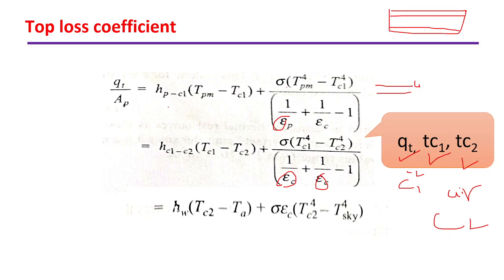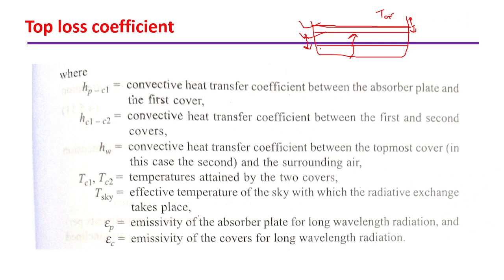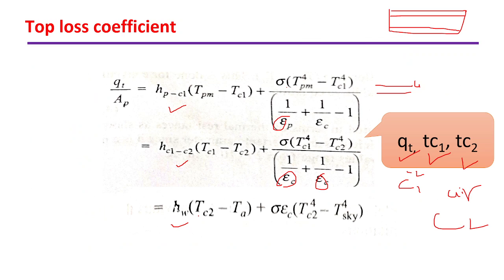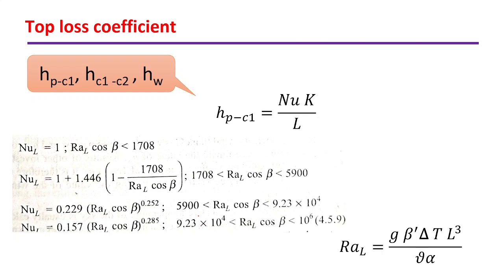By solving these three equations we will be able to solve for these numbers, but before that we have to solve for HPC1, HC1 to HC2, and H omega, the convective heat transfer coefficients. Because TPM is also given, and T sky will be there. So we have to solve for HPC1, HC1 to HC2, and H omega. For that there is another correlation for each of them. HP to C1 is equal to Nusselt number into k upon L.